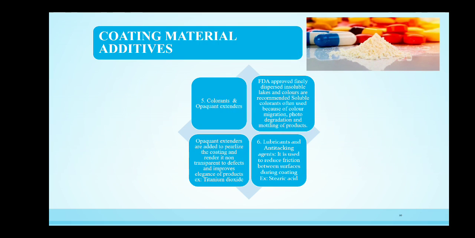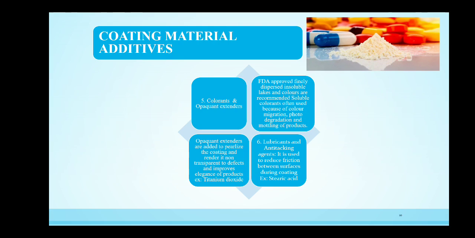Moving on to the next additive, that is colorants and opacant extenders. Here the FDA approved finely dispersed insoluble lakes and colors are recommended. The soluble colorants are often avoided because of color migration, photodegradation and mottling of the product. Opacant extenders are added to opacify the coating and render it non-transparent to hide defects and improve the elegance of the products. Example is titanium dioxide.